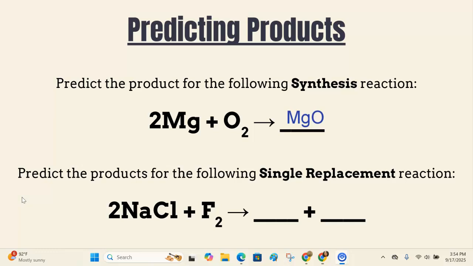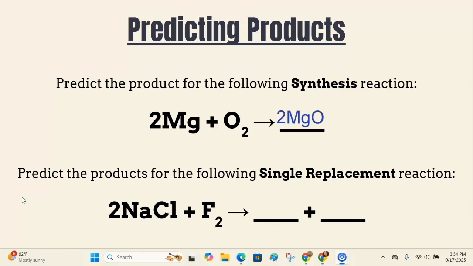Now we have to make sure that the whole equation is balanced, meaning that it follows the law of conservation of mass. So whatever you have on the left, it has to show up on the right. There are 2 Mg's on the left, but only 1 on the right. There's 2 O's on the left, but only 1 on the right. How we make it balanced is by adding a coefficient of 2 in front of the MgO.